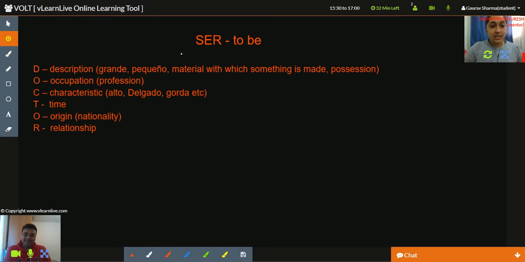So, like you can see, we have the first use, which is description. Description would be the material, the size, the color, the shape, everything and anything related to something. So if we are talking about, say, the chair is black, we use the verb ser. If we have to say the boy is tall, the boy is intelligent, like the sentence that you made, el chico es inteligente, we use the verb ser. The boy is tall, el chico es alto.